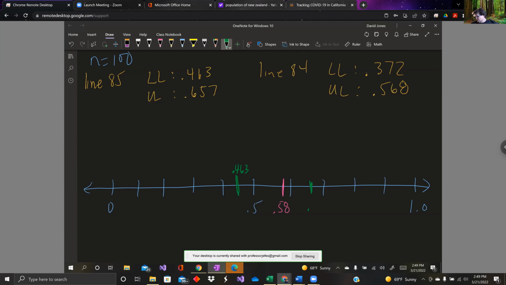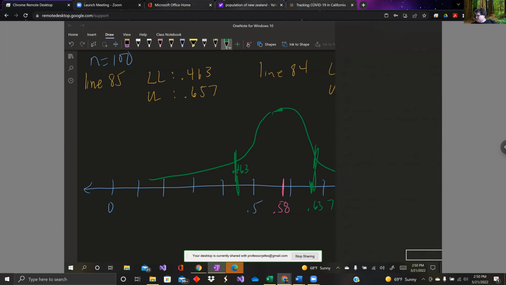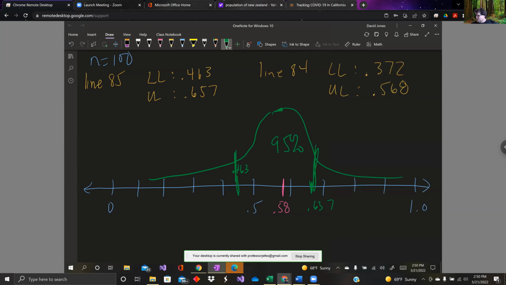Huh, okay, must be right. So if I had a bell curve here, this was giving me 95% confidence, which is like 2 standard deviations. And the 0.58 fell within it. The 0.58 fell within the 2 deviations.